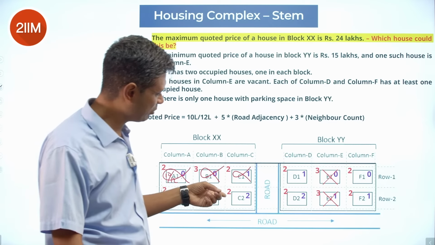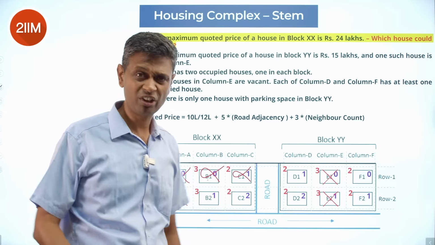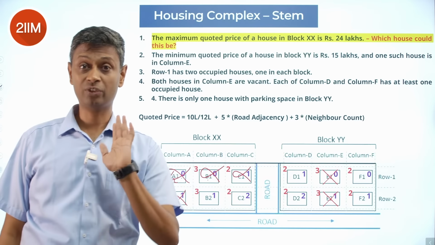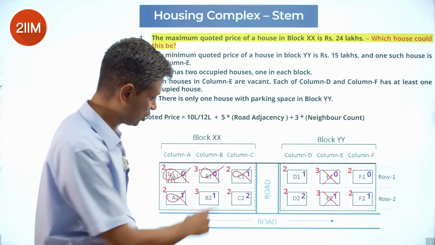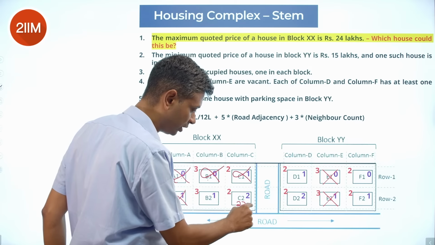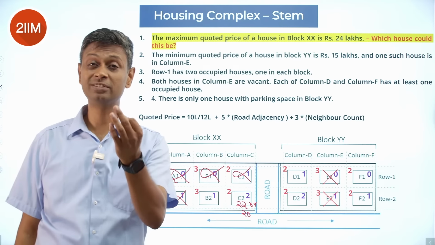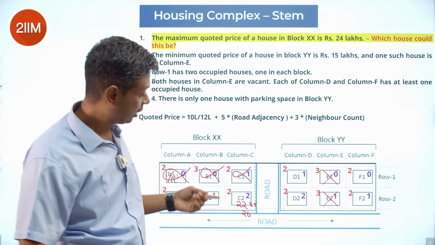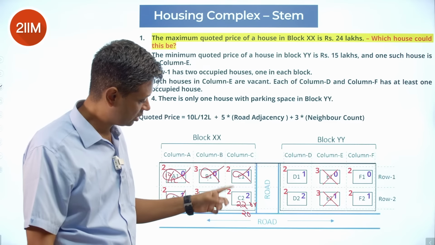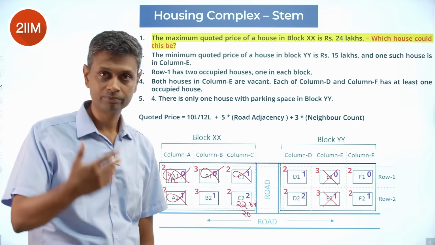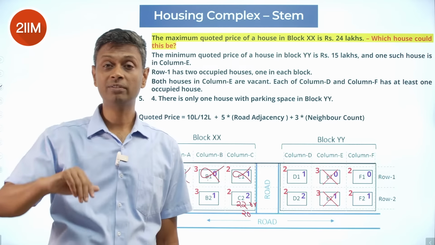And this seems to be the most likely heavyweight, right? Two road adjacencies, and road adjacency is heavy. You get 10 lakhs for that, two road adjacencies, plus 10 or 12. So just that will take them to 22 or 20. Plus potential neighbors. Potential neighbors is 3 per neighbor. Could add up to 0, 6 or 3. This is where the kicker is. 20 plus 3, 22 plus 3, 23 or 25. Plus 6, 26 or 28, we'll never get 24.